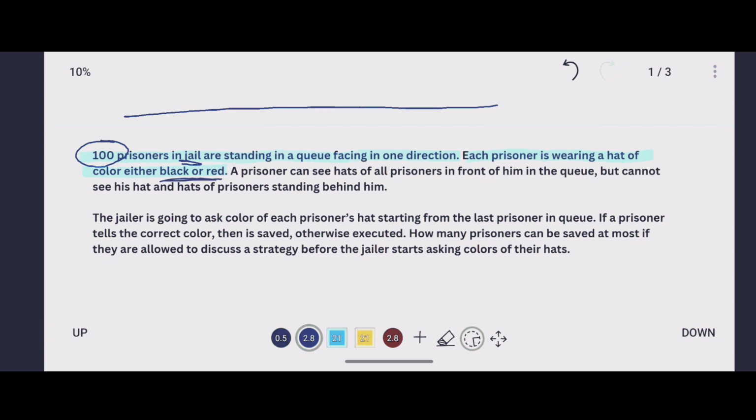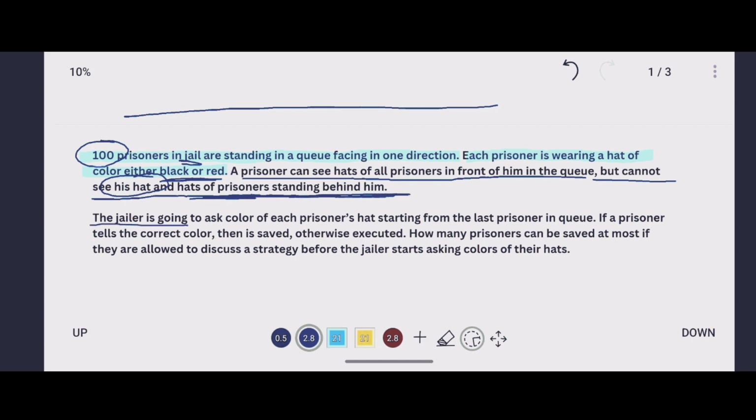or red. A prisoner can see heads of all prisoners in front of him in the queue but cannot see his head and heads of prisoners standing behind him. Okay, so a prisoner can only see the heads of all the prisoners who are standing in front of him, but he cannot see his head. Okay, it means he does not know what is the color of his head, and he can also not see the heads of prisoners who are standing behind him.